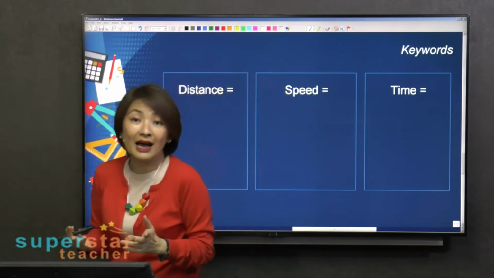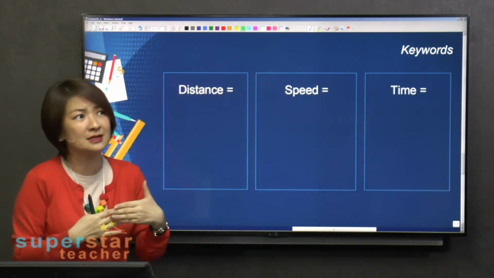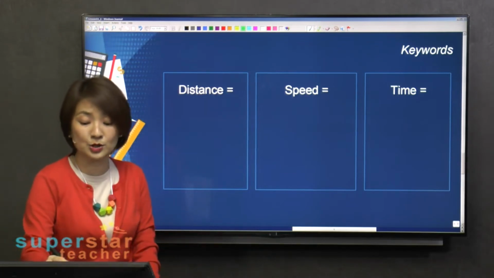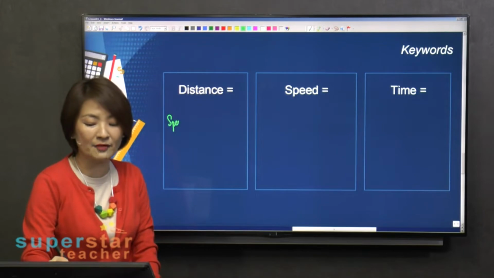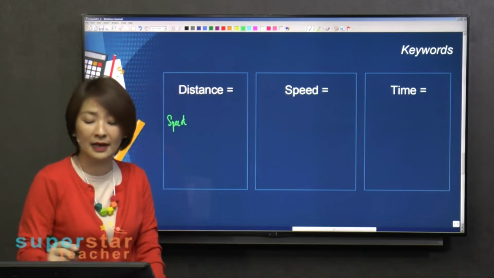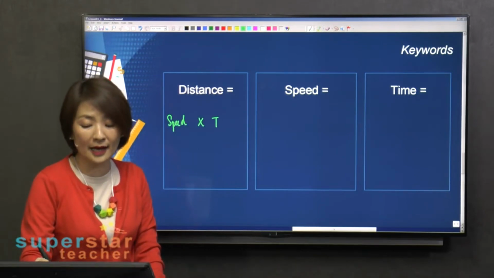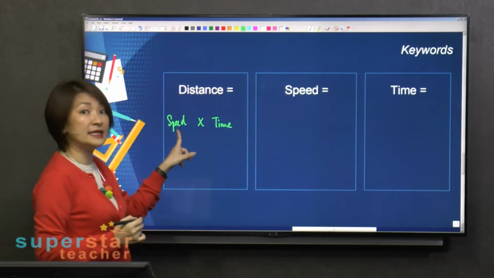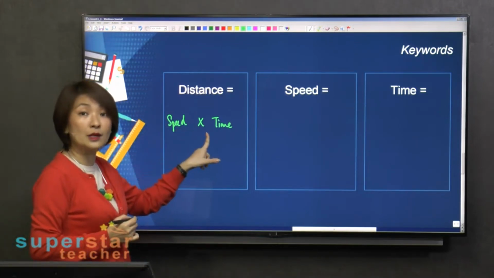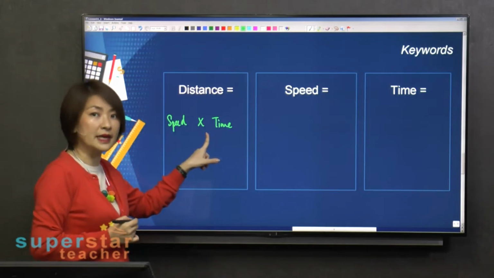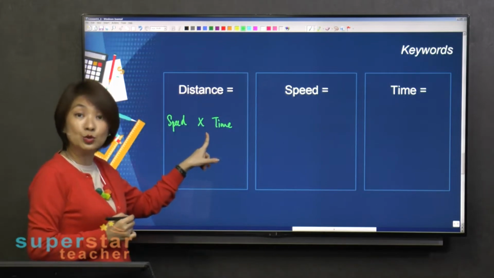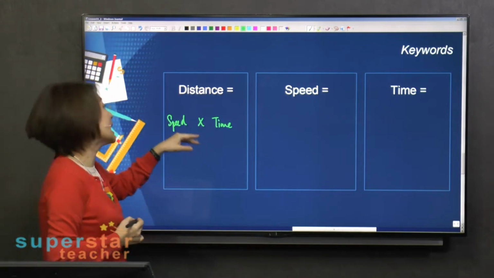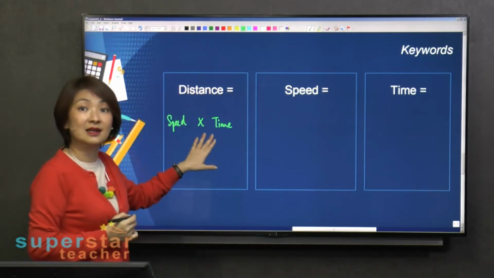So how do we find distance? How much distance can I cover? To find distance, very simply, you just take the speed, let's say I'm driving at 80 kilometers per hour, and I times the amount of time I need. So if I'm driving at 80 kilometers per hour, I times 2 hours, I know that the amount of distance I can cover is 80 times 2, which is 160. So that's how I find the distance, right?